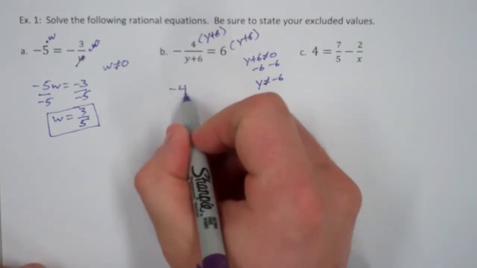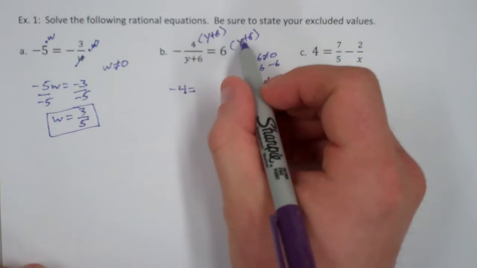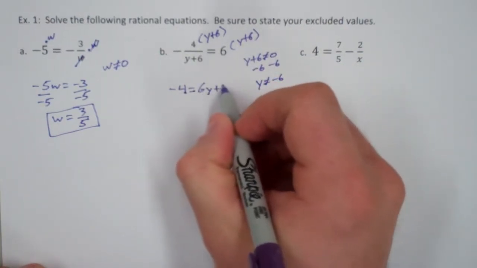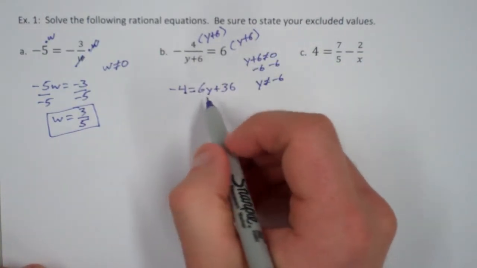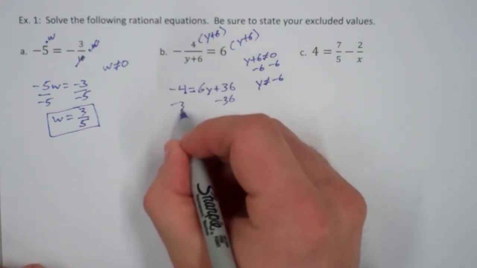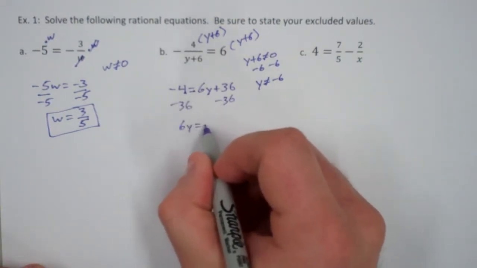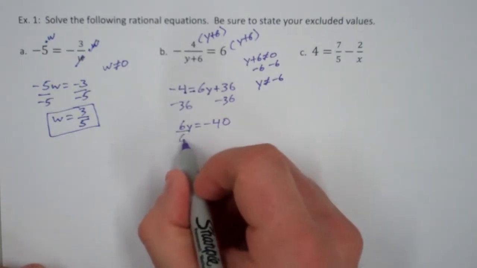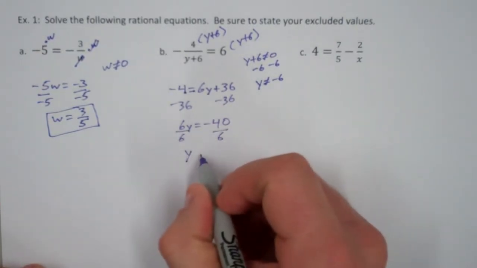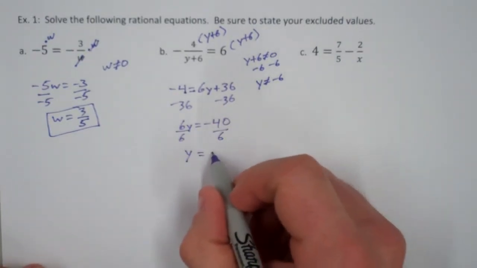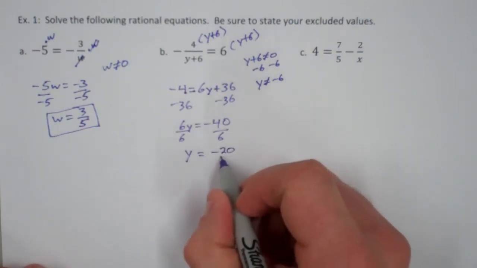So we have negative 4 is equal to, using the distributive property, 6y plus 36. We'll subtract 36. 6y is equal to negative 40. And then divide by 6 here. So we'll simplify this to negative 20 over 3.